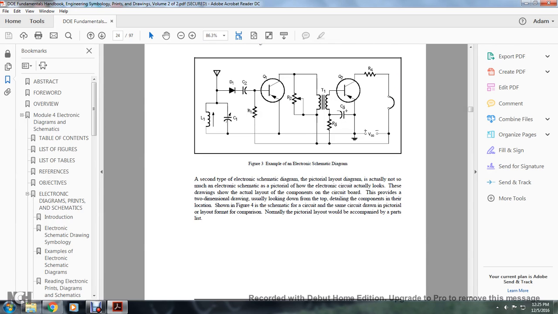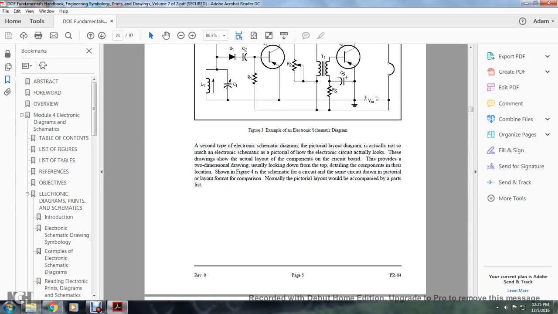The second kind of electronic diagram, the pictorial layout, is not as much an electronic schematic as a picture of how the electronic circuit actually looks. These drawings show the actual layout of the components on the circuit board, provided as two-dimensional drawings, usually looking down from the top and detailing the component locations. Figure 4 shows the schematic of the circuit, and the same circuit drawn in pictorial layout form for comparison. Normally the pictorial layout will be accompanied by a part list.